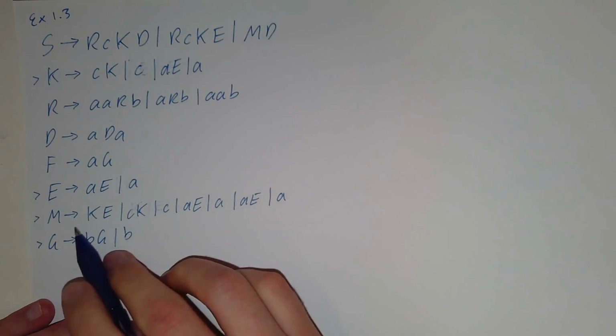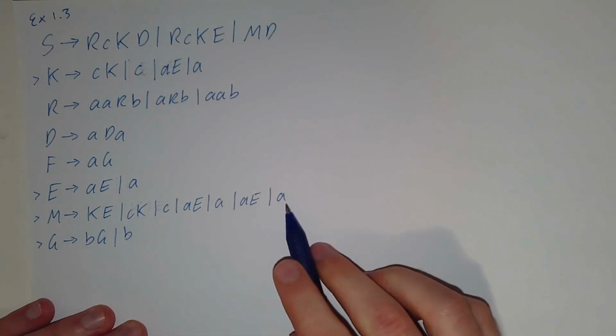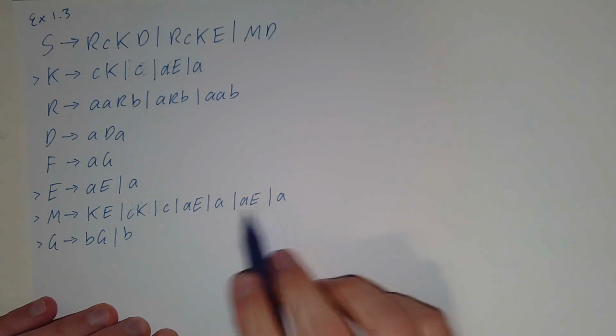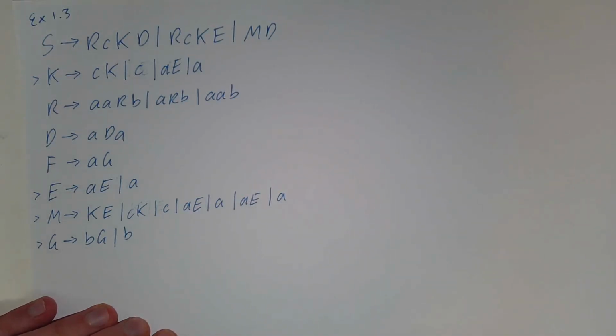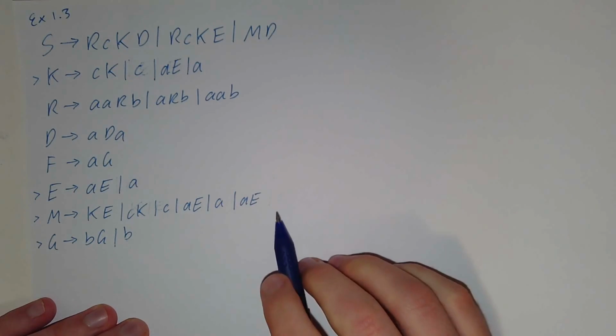Note that these are really a whole set of productions, right? So when we union two sets, we don't contain duplicates, so we really shouldn't write the duplicates down. So I shouldn't write the A twice.